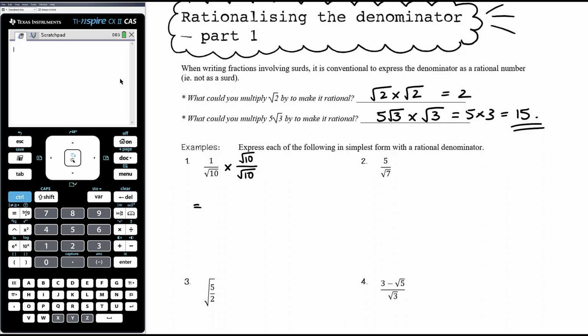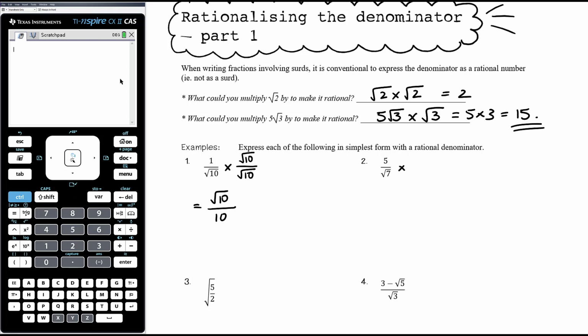So on the numerator we've got one lot of root 10, which is root 10. On the denominator we've got root 10 times root 10, which is 10. So 1 on root 10 is the same as root 10 on 10. The advantage of the latter is that it has a rational denominator. So then if I was trying to add it together with a fifth, for example, easier to find the common denominator. Okay, 5 on root 7.